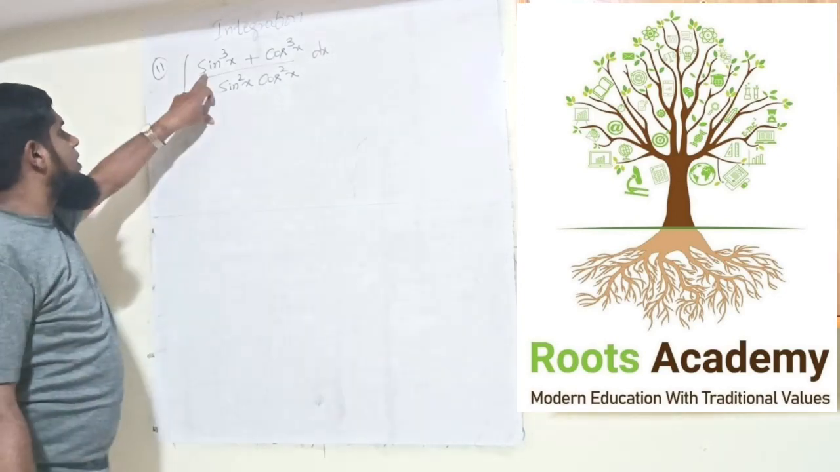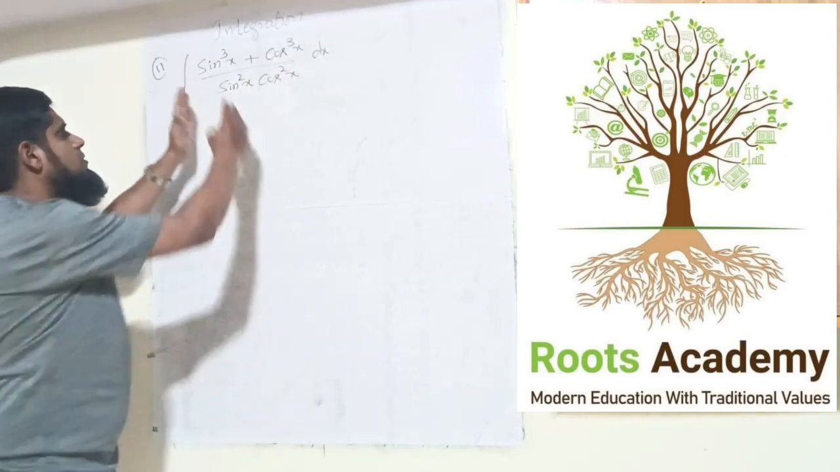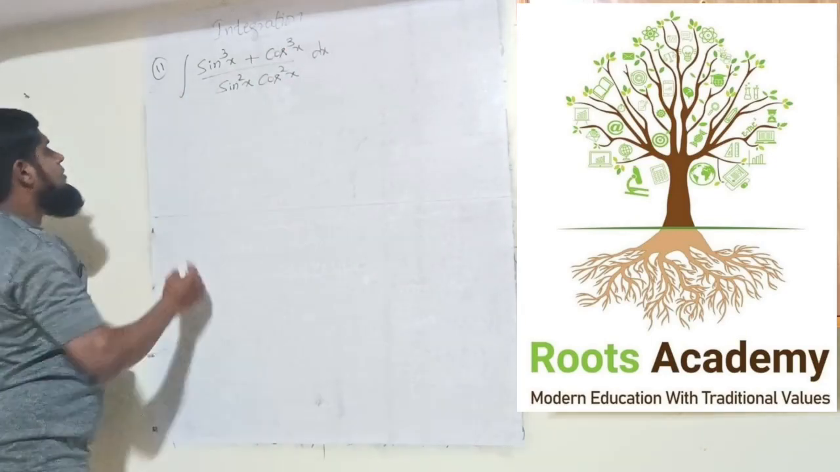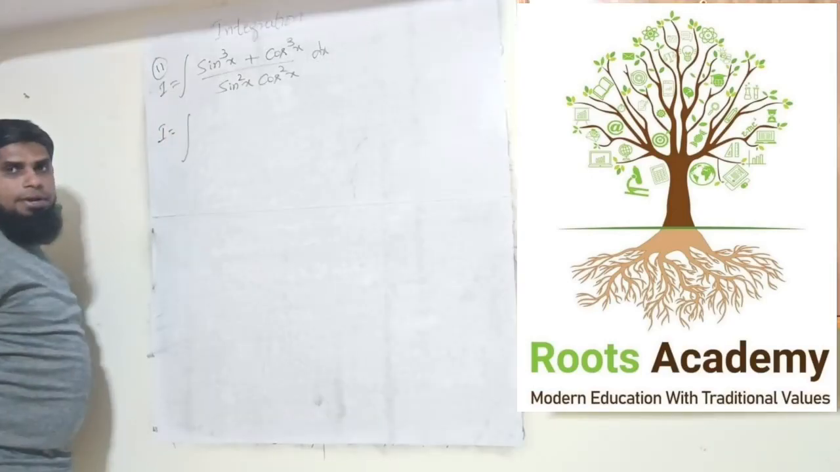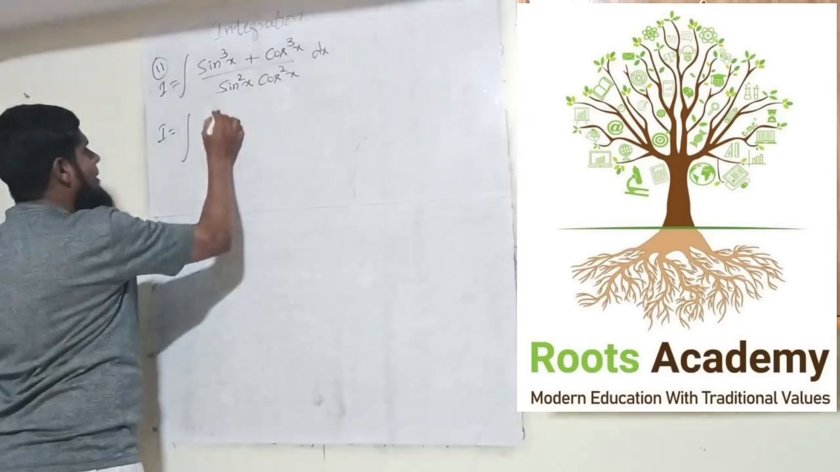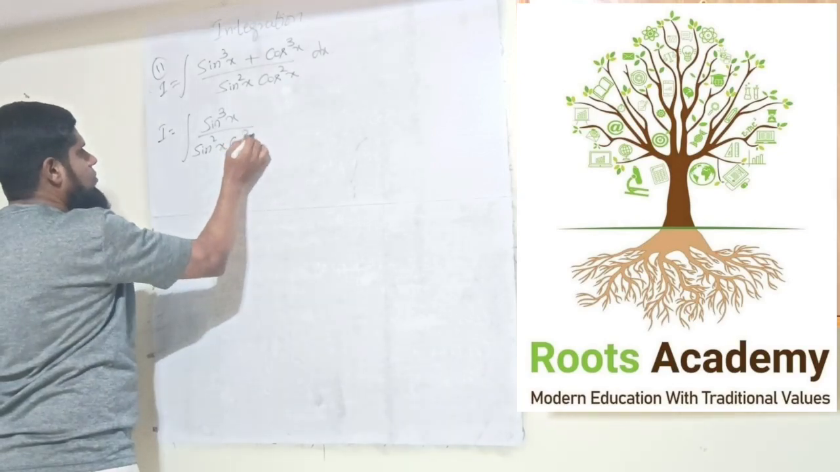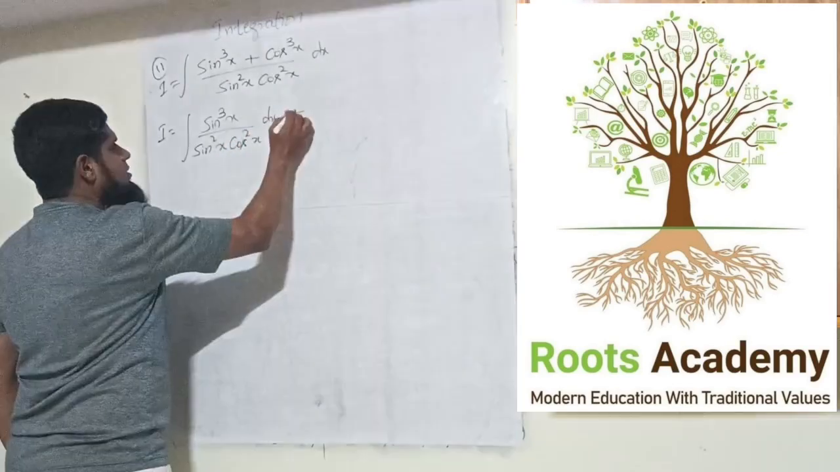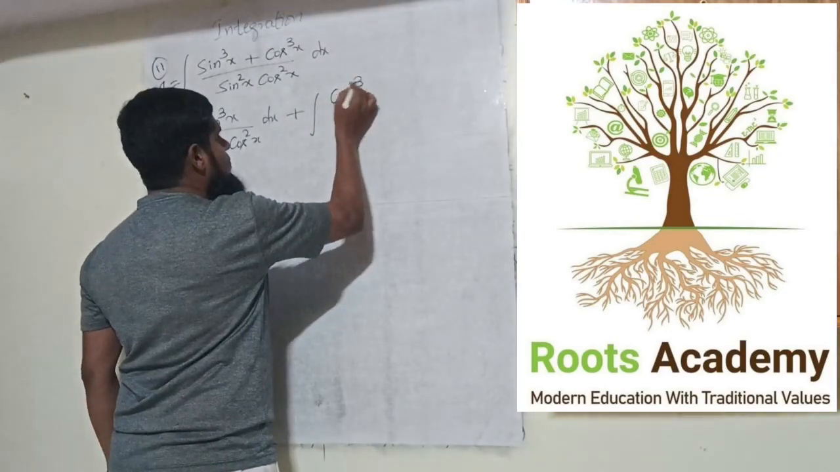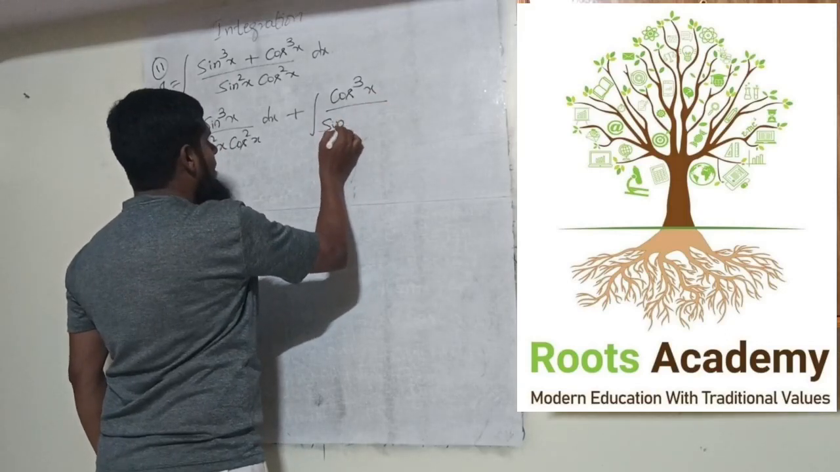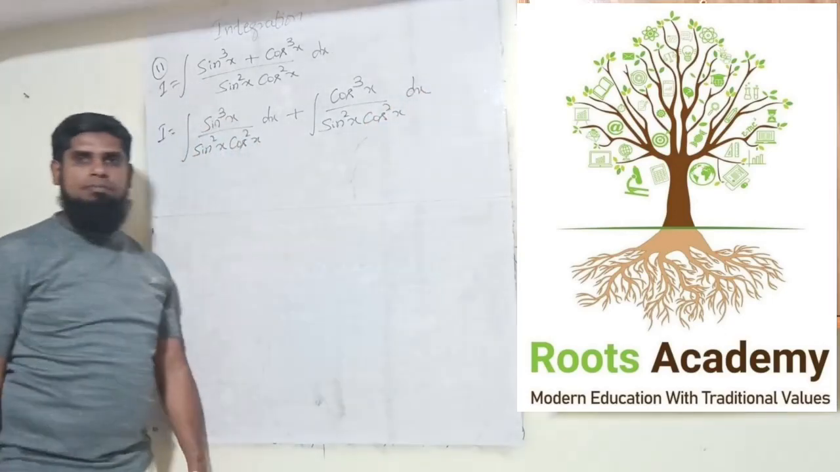So what we can do here is, in the numerator there are two terms and in the denominator we have only one term, in that we have two factors. So let us split these terms or separate this. So integral I is equal to integration of sine cube x divided by sine square x into cos square x dx plus integral of cos cube x divided by sin square x into cos square x dx.